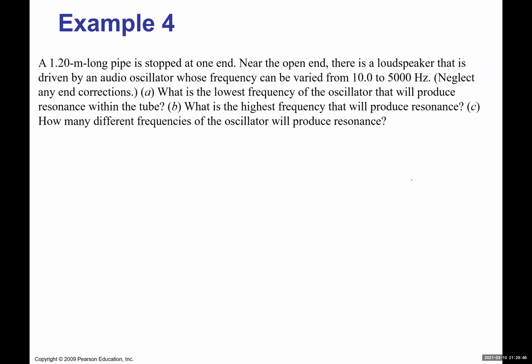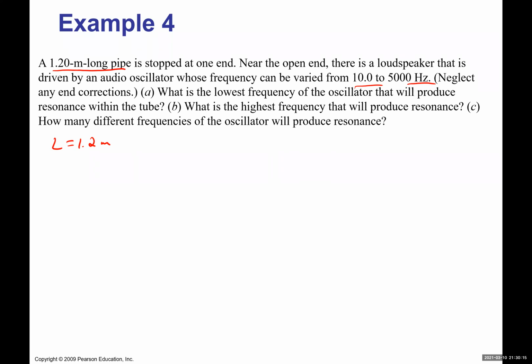All right, so let's look at this part over here. We're given the length, which is a 1.2-meter long pipe. That means we can say that L is equal to 1.2 meters. And then we're given the frequency range, driven by an oscillator, which goes from 10 to 5,000 hertz. And for part A, we want to find the lowest frequency.